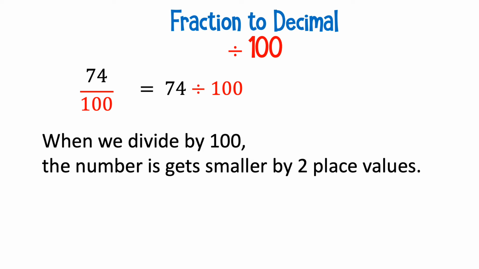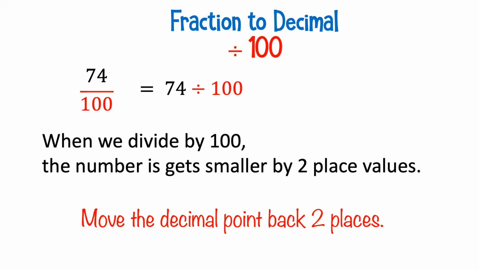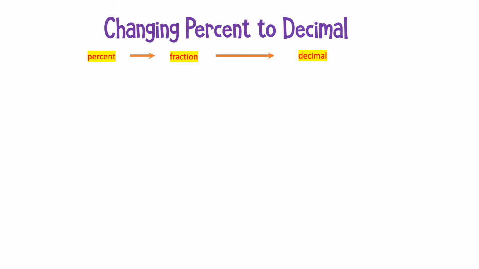When we divide, a number gets smaller. So 100 has 2 zeros. That's how I can remember that it's getting smaller by 2 place values. So we'll take our decimal point and move it back 2 places, or 2 place values. Since we divide by 100, we move the decimal point back 2 places. When we move it back 2 places, we get 0.74. So 74 100ths is 0.74.